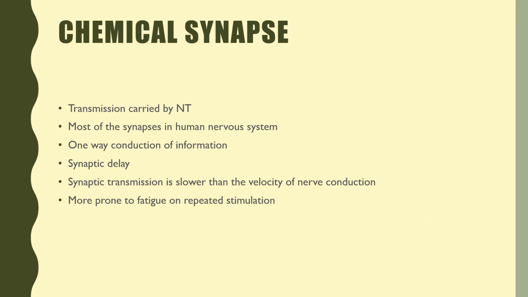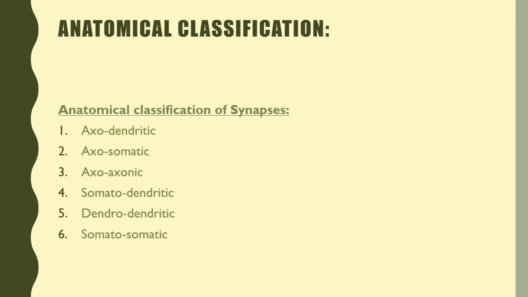Coming to the chemical, we have covered; electrical we have covered. That was the physiological classification: electrical, chemical and mixed. Now the anatomical classification, depending on which part of the nerve fiber is making connection with which part of the next neuron. If the axon is making connection with the dendrite, it is called axodendritic. If the axon is making connection with the body, the soma, then axosomatic. Axon with axon, axoaxonic. Soma, body, with dendrite, somatodendritic. Dendrite with dendrite, dendrodendritic, or somatosomatic.